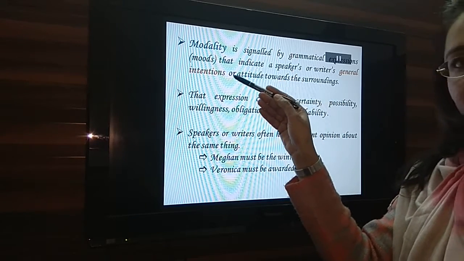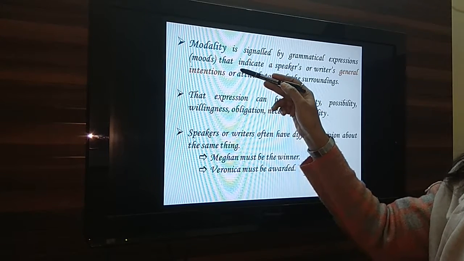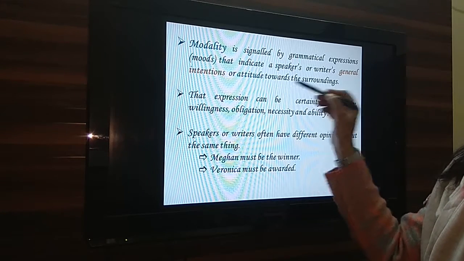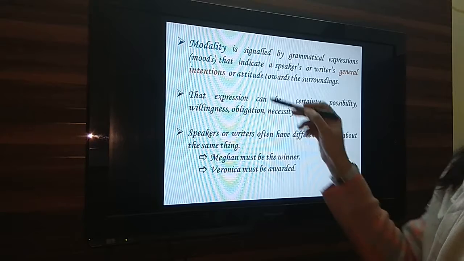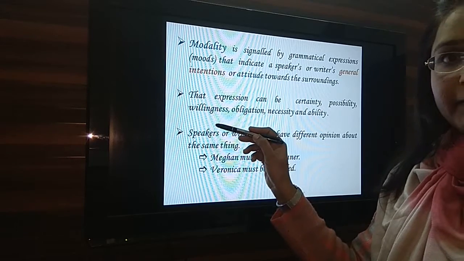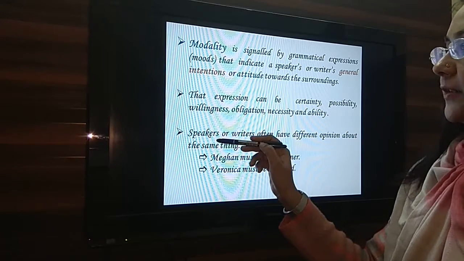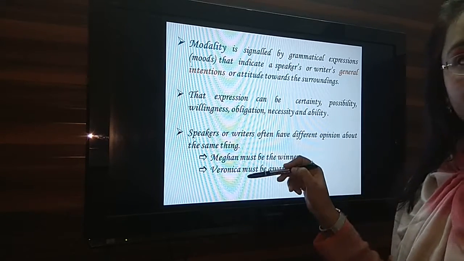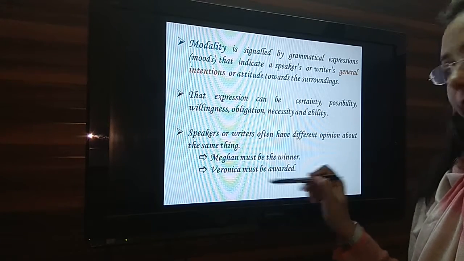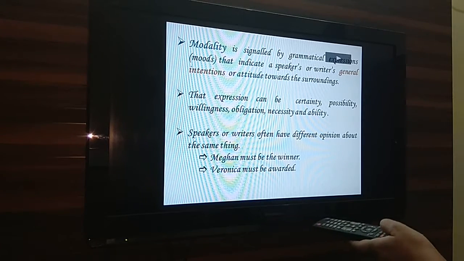Modality, another aspect of auxiliary verb, is signaled by grammatical expression, that is moods, which indicate a speaker's or writer's general intentions or attitude towards the surroundings. So here that expression can be certainty, possibility, willingness, obligation, necessity, and ability. Speakers or writers often have a different opinion about the same thing. For example, Megan must be the winner or Veronica must be awarded. So come to the next slide.